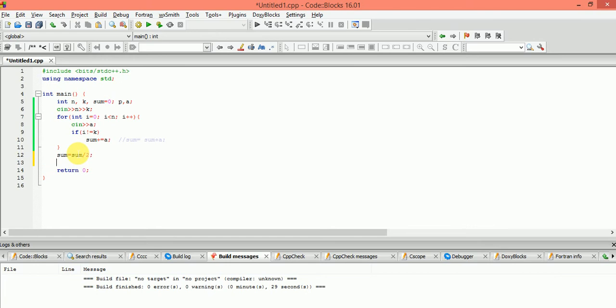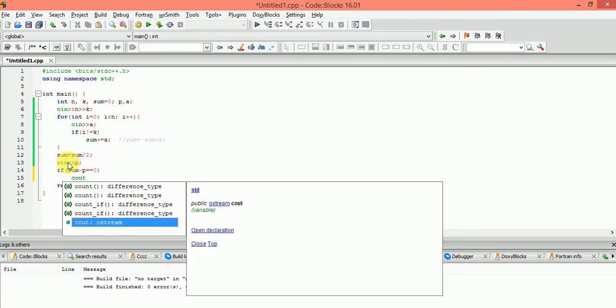Now we will take how much money Anna has paid for it. Suppose Anna has paid p. So we will check if sum minus p, this means the total sum that Anna has to give, and Anna has already paid p rupees. If they are the same, that's fair, so we will print Bon Appetit.